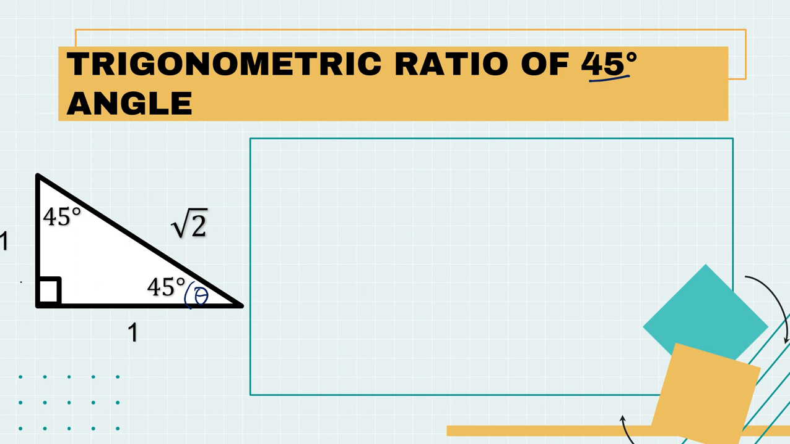So we have here the opposite side, 1, which is also the adjacent side, and the hypotenuse is square root of 2. And using the mnemonic SOHCAHTOA, we can use this as the guide to get the basic trigonometric ratios. The first one here is the sine 45 degrees.